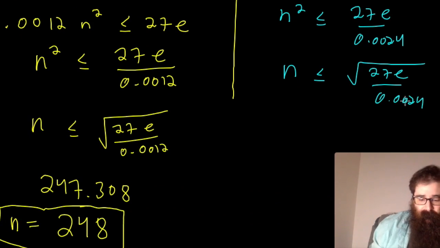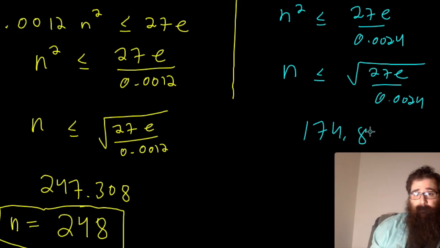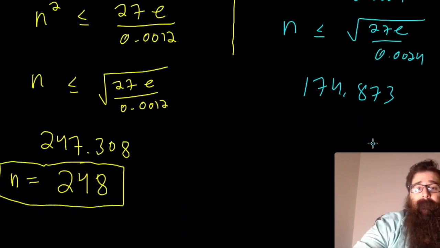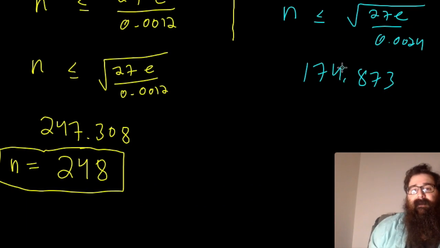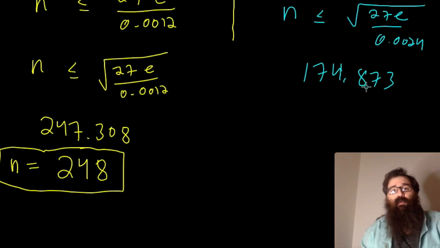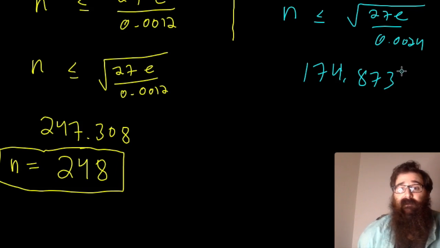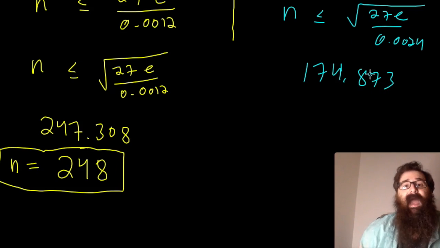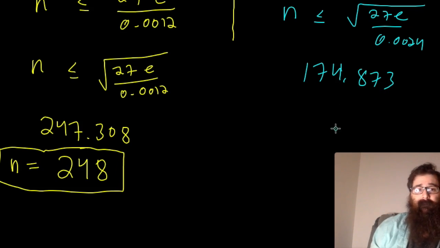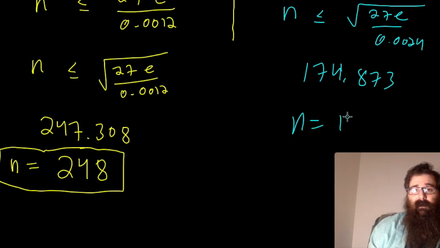And this gives me a value of about 174.873. And again, what this is telling us is that we would need about 174.873 partitions for this to be exact. However, I can't have 0.873 of a partition, so I have to round this up and say that I would need 175 partitions.